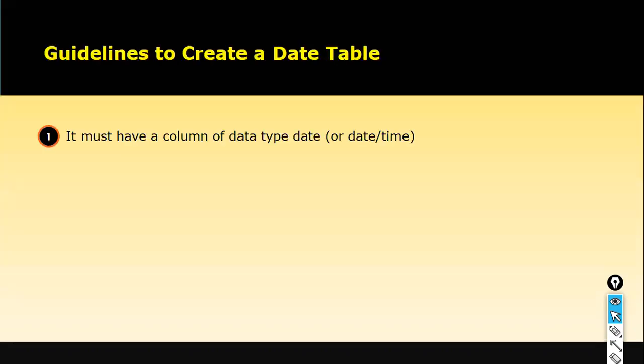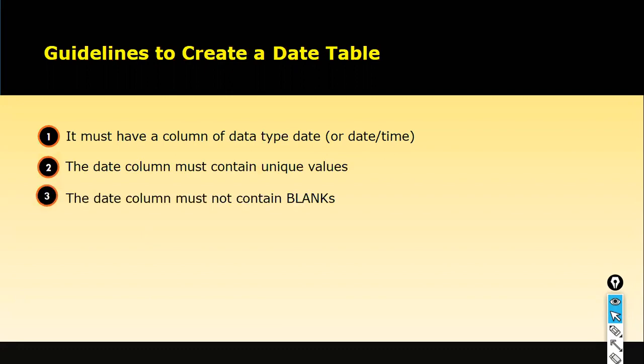Now we will take a look at the guidelines that need to be followed while creating a date table in Power BI. You need to have at least one column as a date column, and it should be a date or date time data type. The next prerequisite is that the date column should have unique values. You are not supposed to have duplicate values. You should not have any blank values, and you should not have missing dates.